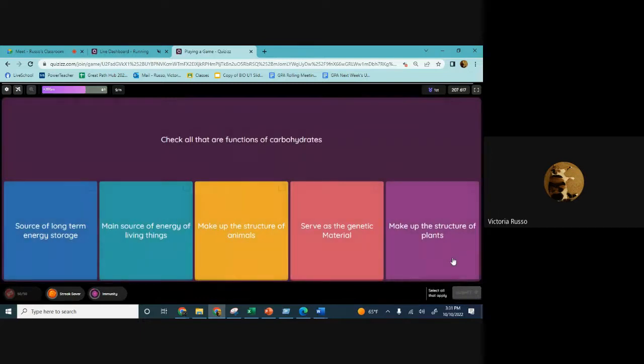All right. So here it wants us to check all that are functions of carbohydrates. Long-term energy storage is lipids. They are the main source of energy in living things. They do not make up the structures of animals, that's protein. They do not serve as the genetic material. We learned that's nucleic acid last week. But they do make up the structure of plants. So if you're eating the leaves or touching the stem of a plant, it is a carbohydrate.